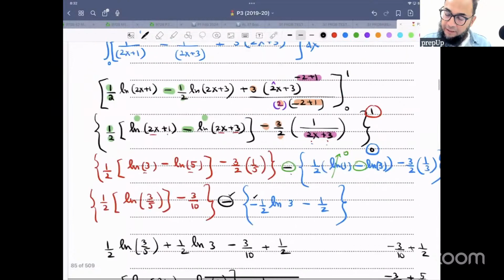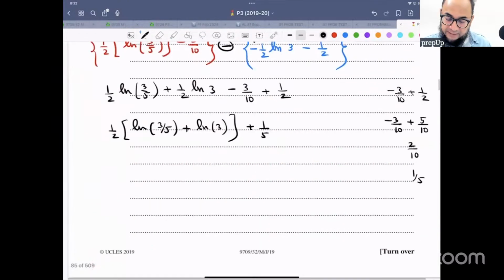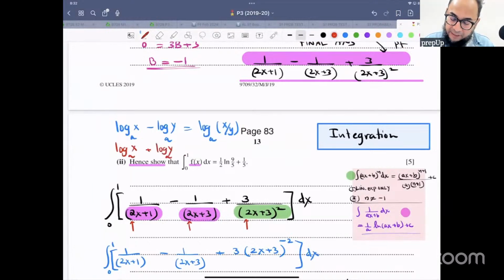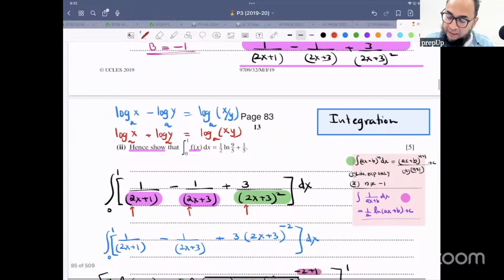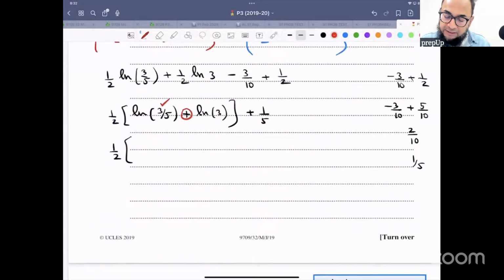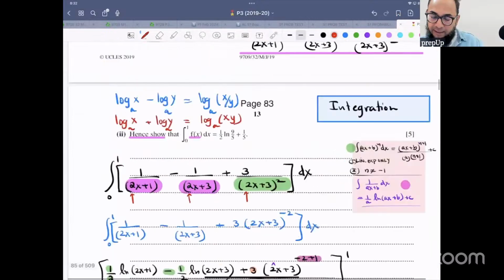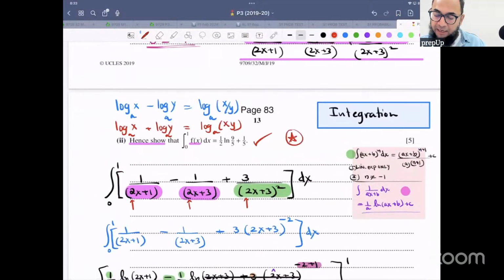Now, how much have they simplified? Let's see, they have kept half as it is. And now another rule of log. Let me write it over there. If this is log x base a plus log y base a, that is log xy base a. This is for multiplication. So since there is a plus sign, I'll multiply these two. So this is ln 3/5 into 3, and this is 1/5. This is half ln 9 over 5 plus 1/5, and I'm happy that I got the answer correctly.